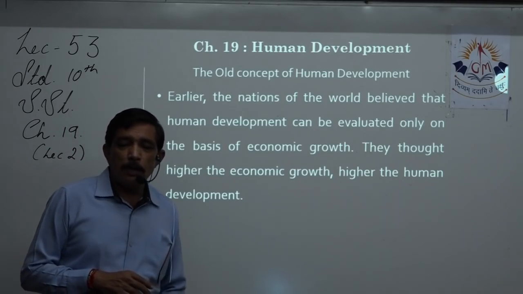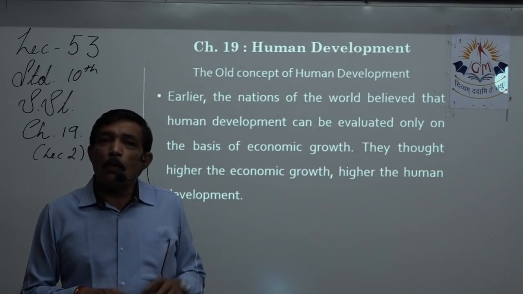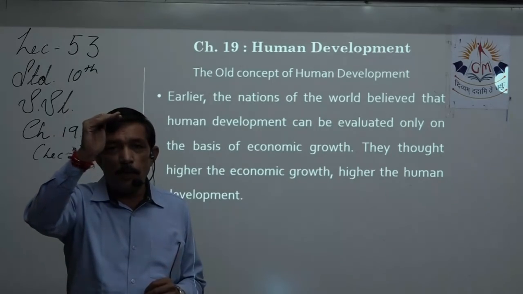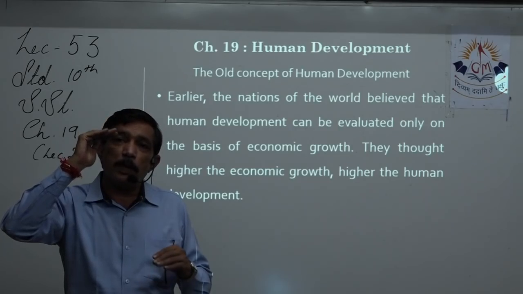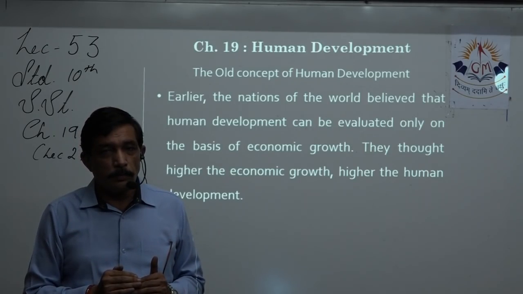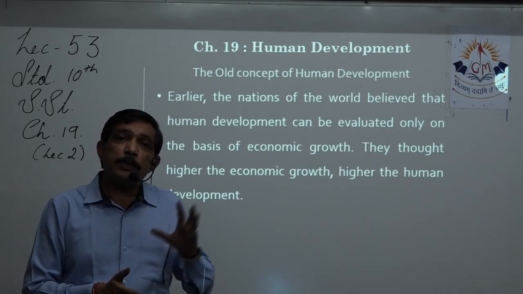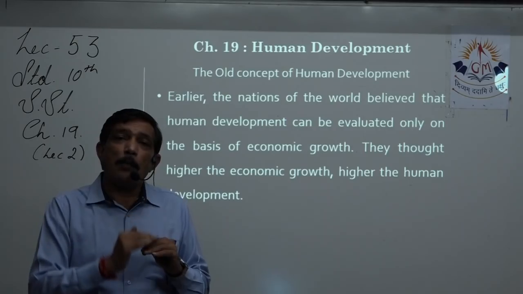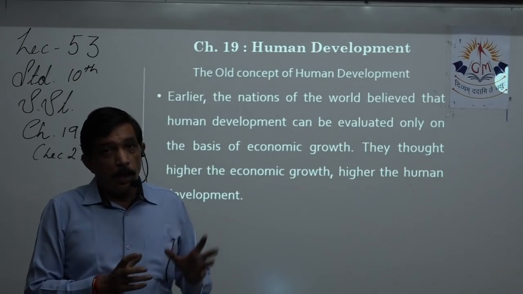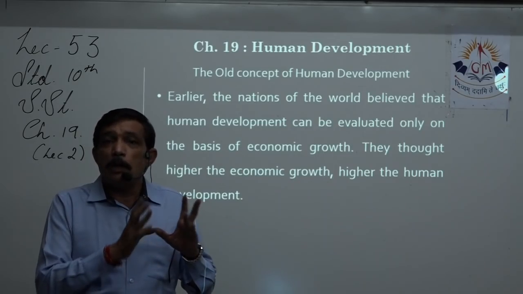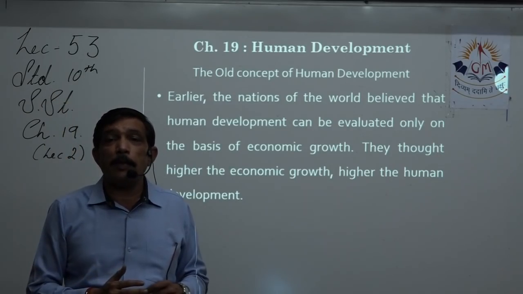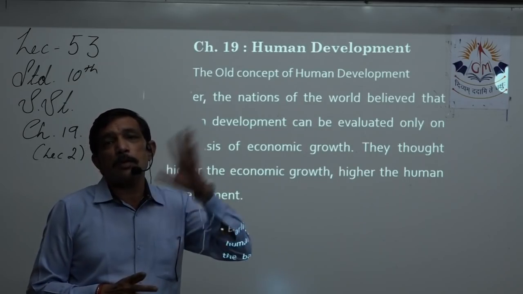The old concept of human development we have already learned in the previous lecture. Old concept means the country which has the highest per capita income is at the top, and the country which has the lowest per capita income according to world standards is the poorest. Now the main point over here is that countries also had the notion that our per capita income is high because our gross national income is high. So our gross national income, GNI, is higher divided by the population, so we have more per capita income. If we have more per capita income, that means our human development is more. That was the old concept.